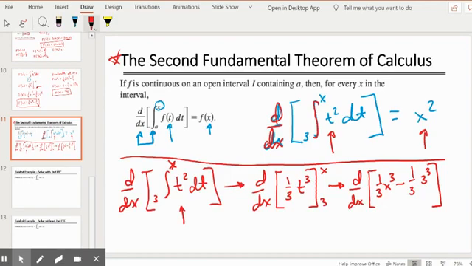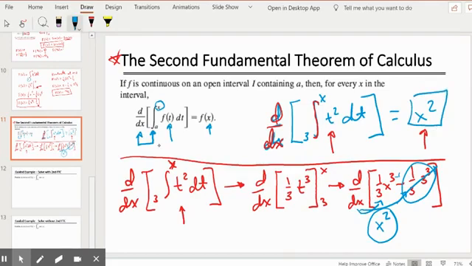Now, if I take the derivative of 1/3 t cubed, that's 3 times 1/3, which cancel each other out. Subtract 1 from the exponent, we're left with x squared. And what is the derivative of a constant? Derivative of a constant is 0. So our answer is x squared. Notice that's what we got up here. Instead of doing all of this work, the second fundamental theorem of calculus says we have a shortcut. We can just swap out the variables and keep the function the same.